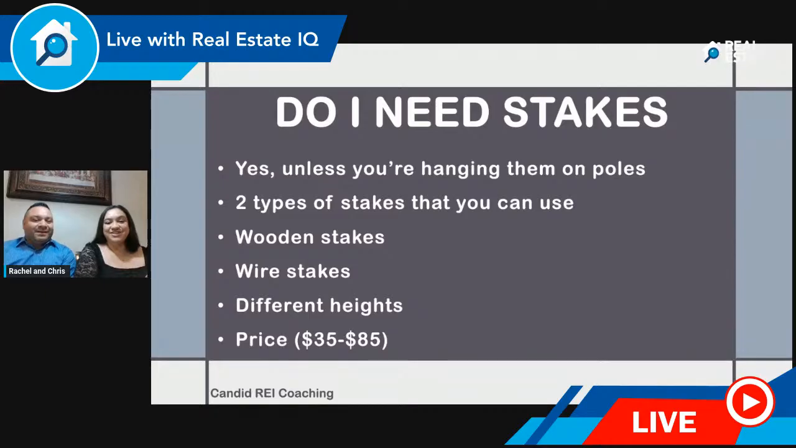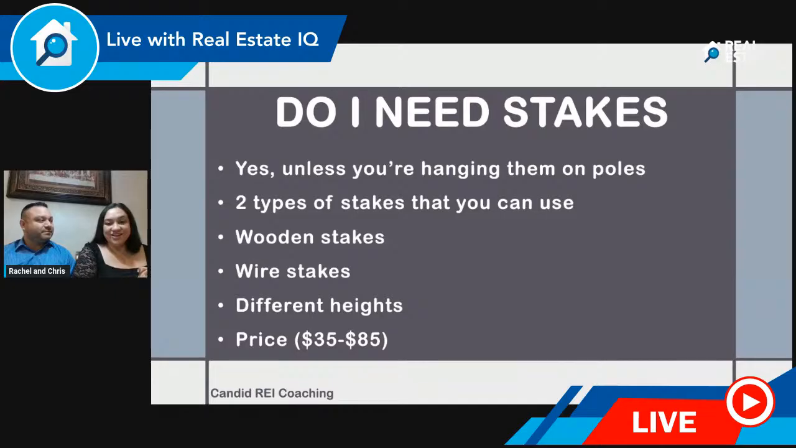And then, do I need stakes? Not steak like to eat, right? We always need steaks. Don't ask our kids; they love steak. But yes, you do need stakes, unless you're putting them on a utility pole, or you're able to put them somewhere where it doesn't require them, obviously. And most of the time, you've got to be a little bit tall or create some type of contraption to get it up there, unless you're going to be lugging around a ladder with you. Yeah, you can do that.